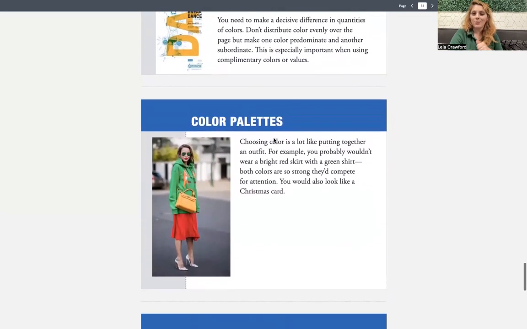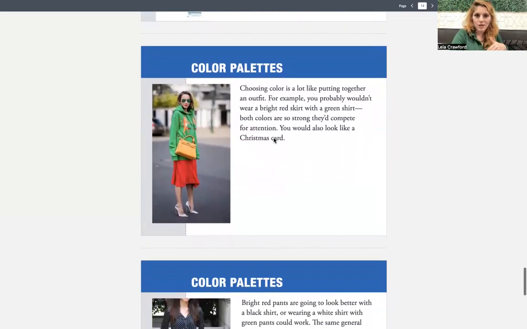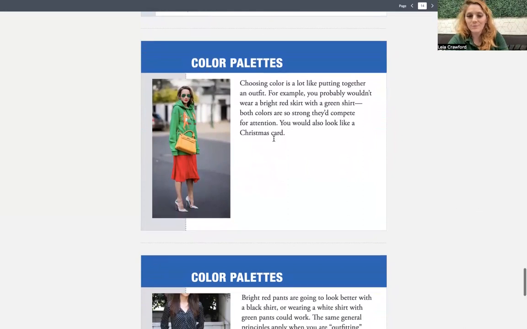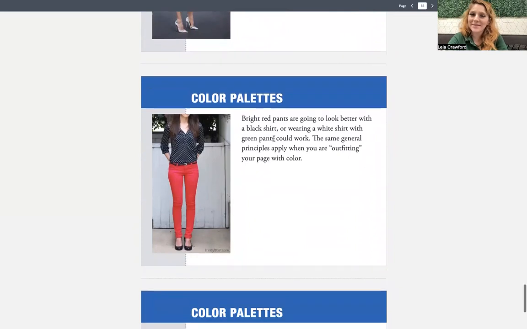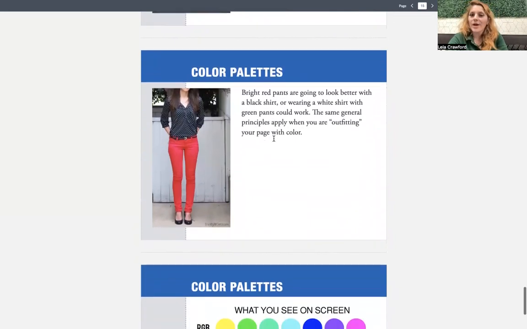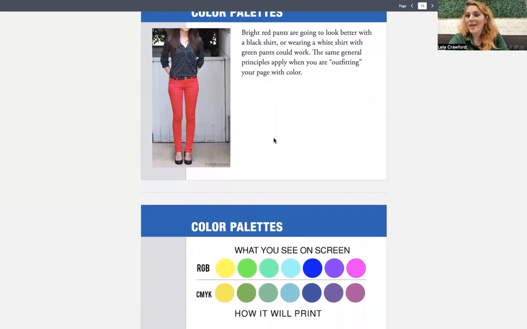Choosing colors is like putting together an outfit. For example, you probably wouldn't wear a bright red skirt with a green shirt. Both colors are so strong, they'd compete for attention. You would also look like a Christmas card. So again, this goes back to those subconscious associations we have with certain colors. Let's talk color palettes. Bright red pants are going to look better with a black shirt, or a white shirt with green pants could work. The same general principles apply when you are outfitting your page with color.